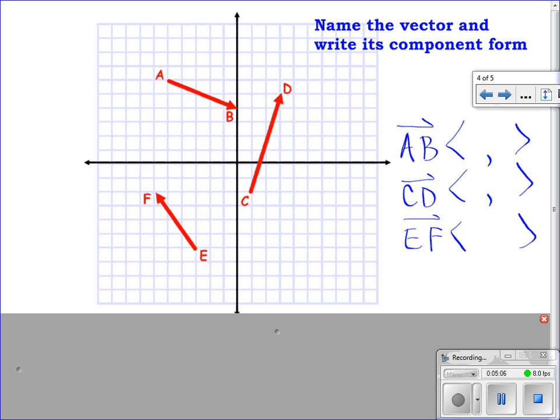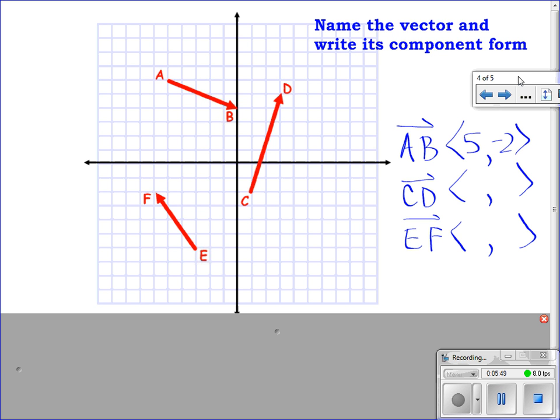So we're really thinking how far did it travel and in what direction. These are always the left-right movement first, and the second number is how far it moved up or down. So looking at A, what is the first number going to be? From A to B, how far did it travel left or right? 5. From here over to B, it moved 5 units over. And up or down, how much? It went down 2, so it's a -2.